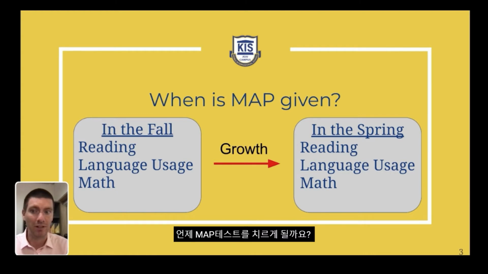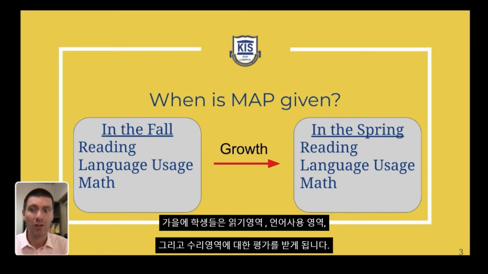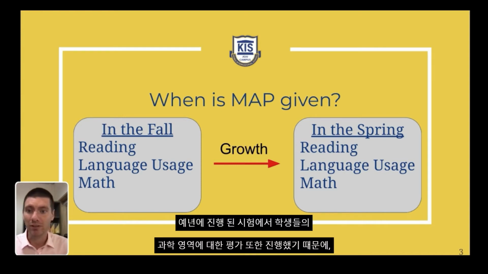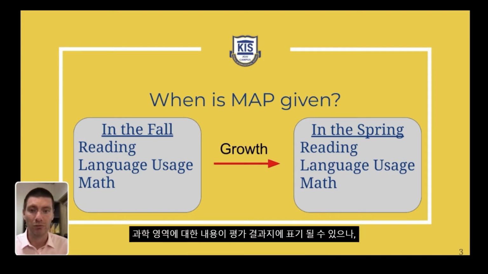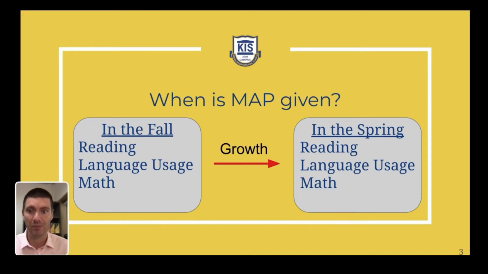And when is the MAP test given? It is given twice a year, in the fall and then again in the spring. In the fall, the students take the reading test, the language usage test, and the math test. In previous years, students took a science test as well, but we no longer give that test, although it may show up on your reports from past years.